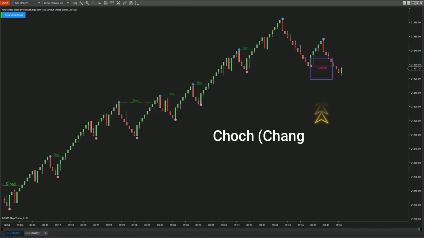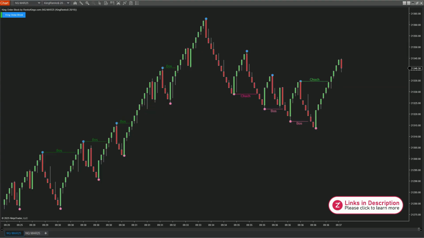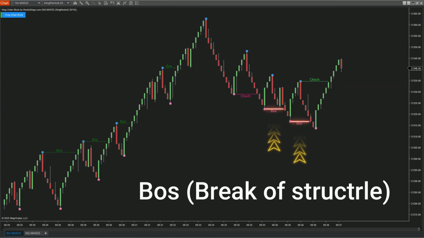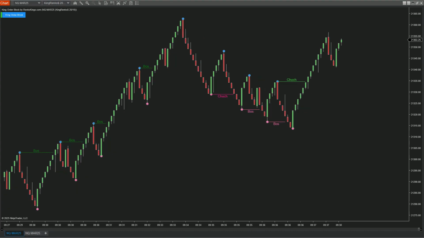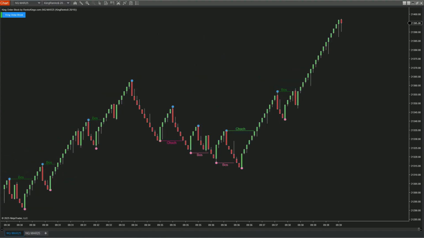Then, when a Chach pink appears, it signals that the previous uptrend structure has been broken. Similarly, when BOS pink occurs, it signals that a downtrend structure is forming, with lower highs and lower lows. We need to look for Chach and BOS because when whales enter the market with large volumes, they create a strong momentum that makes it easier for the market to move. The involvement of whales can shift the market structure or cause the price to break through previous highs or lows.